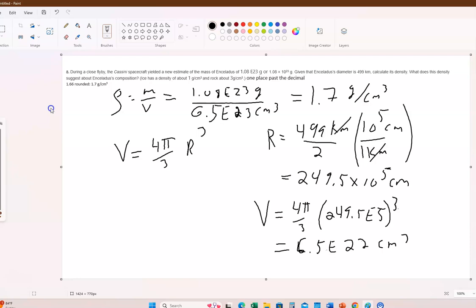Notice that's between ice and rock. Remember, this is the average density of this tiny moon Enceladus, and what that tells us is that it's not composed purely of rock. If this is the average density, there's going to be stuff that's much less than the 1.7, and some stuff that's more dense than 1.7, averaging out to that number of 1.7. So that is number 8.